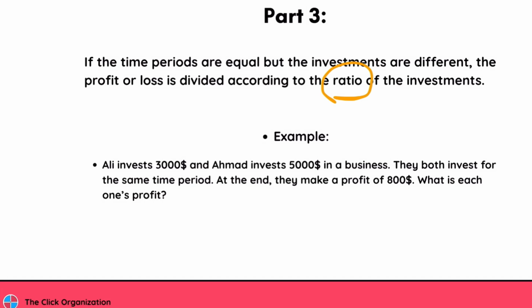Ali invests 3,000 and Ahmad invests 5,000 in a business. They both invest for the same time period, so we don't have to do anything with the time this time because times are the same. At the end, they make a profit of $800. What is each one's profit?